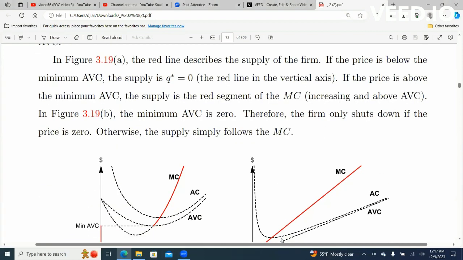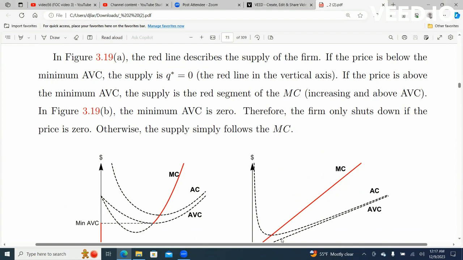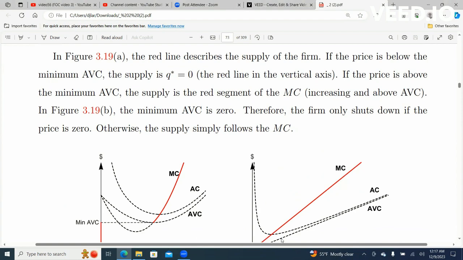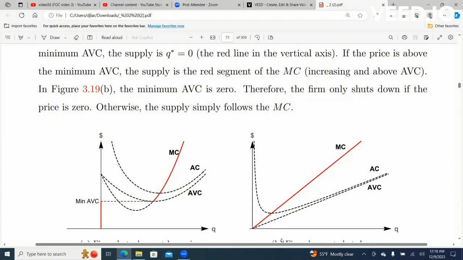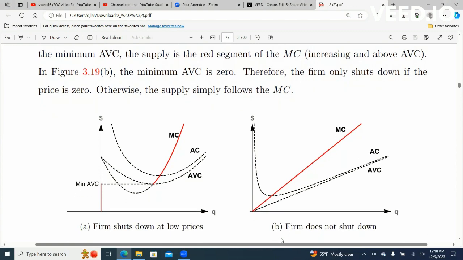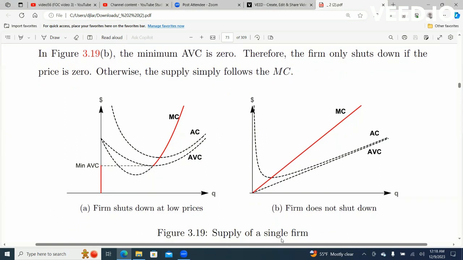In figure 3.19a, the red line describes the supply of the firm. If the price is below the minimum AVC, the supply is Q star equals 0. The red line is the vertical axis. If the price is above the minimum AVC, the supply is the red segment of the MC, increasing and above AVC. In figure 3.19b, the minimum AVC is 0, therefore the firm only shuts down if the price is 0, otherwise the supply simply follows the MC.